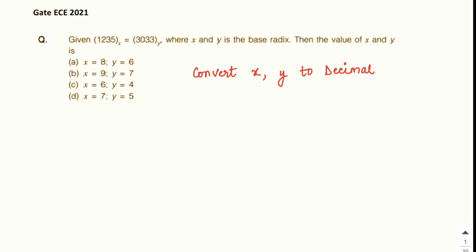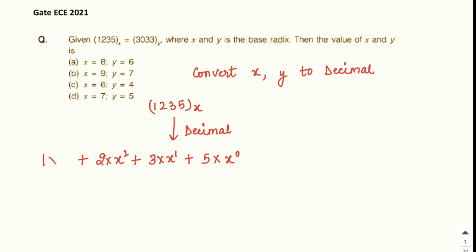So when we do this, we start with the number 1235 in base x and we convert it to decimal. In order to do that, we will start from this side: 5 into x to the power 0 plus 3 into x to the power 1 plus 2 into x to the power 2 plus 1 into x to the power 3. Similarly, for the number 3033, we will again convert it to decimal and we get 3 into y to the power 0 plus 3 into y to the power 1 plus 0 into y to the power 2, which is 0, and then we are left with 3 into y to the power 3.